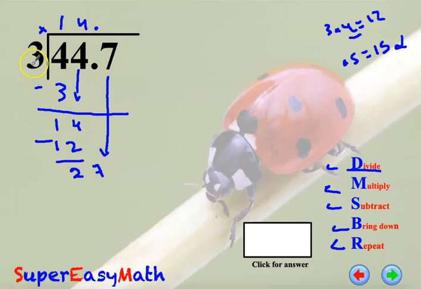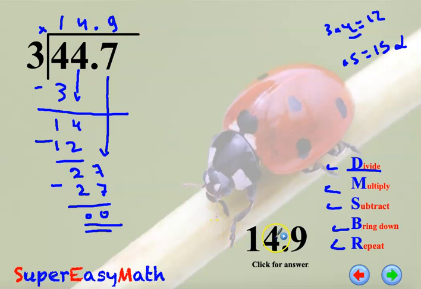So divide. How many 3 we have in 27? We have 9. Multiply. So 3 multiplied by 9 equal to 27. Subtract 27 minus 27 equal to 0. Now the remainder is equal to 0, then our division is over. So 44.7 divided by 3 equal to 14.9.